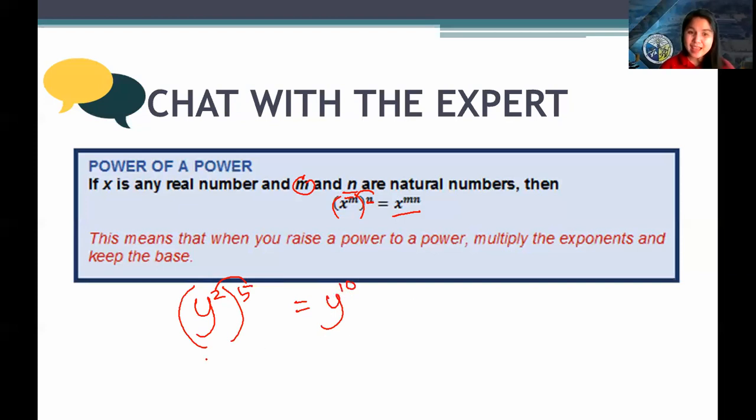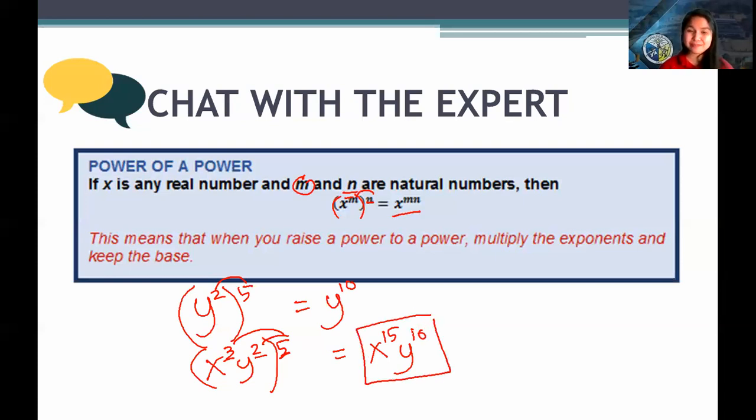Another, x cubed y squared to the power of 5. Then we will distribute the exponent. That becomes 3 times 5 is 15, x to the power of 15. 2 times 5 is 10. So y to the power of 10. This is now our answer.